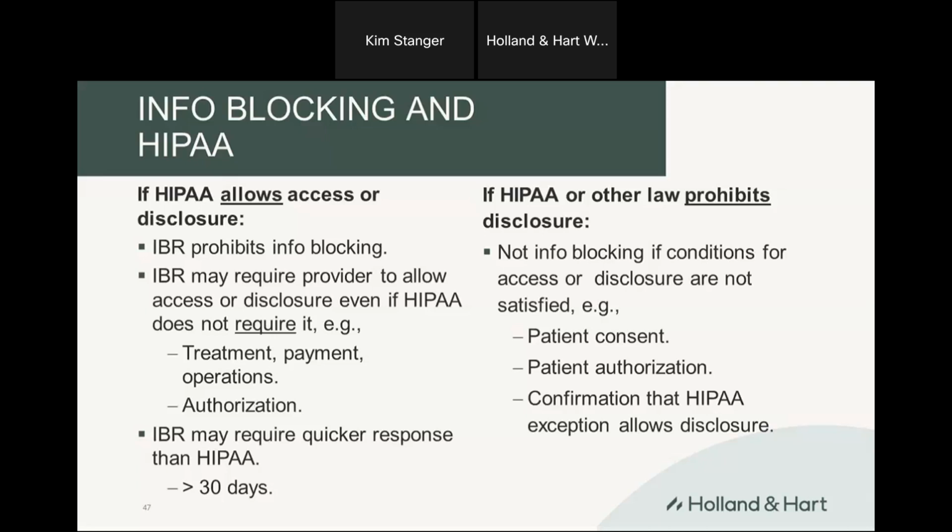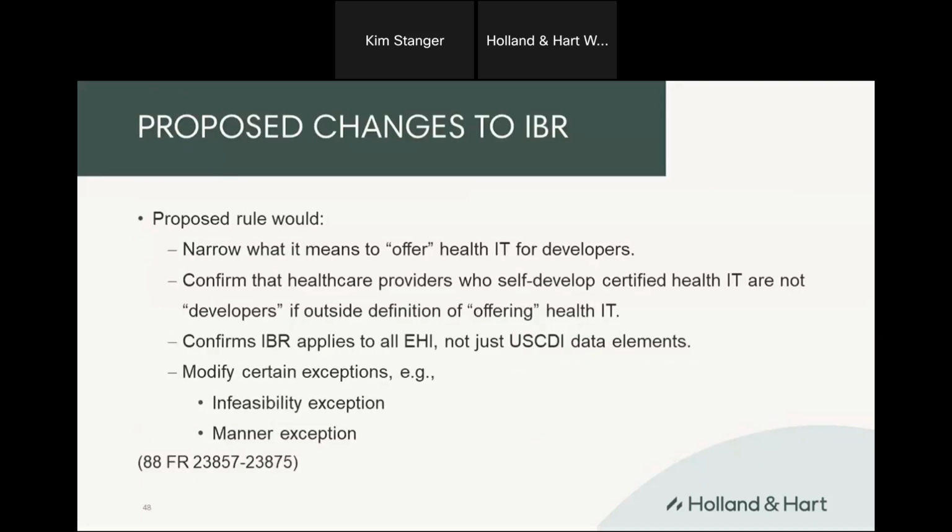We already talked about the delay period, the time for producing it. Even though HIPAA says you may have 30 to 60 days to respond to a patient request, the IBR says, no, you've got to respond to it earlier than that. An unreasonable delay could violate the IBR. On the other hand, if HIPAA or another law prohibits the disclosure, it's not information blocking if you comply with that law. So if HIPAA says you can't make this disclosure unless you have the patient's consent, or you have the patient's authorization, or certain conditions under HIPAA have been satisfied, then it's not information blocking if you require compliance with that before you produce the records.